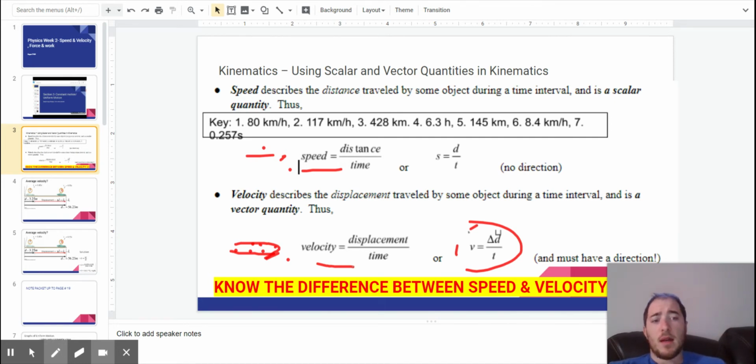So yeah, and a little way to remember which one's a scalar and which one's a vector is just the first letter. So speed is with an S, that is a scalar. Velocity is with a V, that is a vector. Okay, that's how I remember it. So let's jump into an example here, if it will allow me to. Oh, I see what's going on.